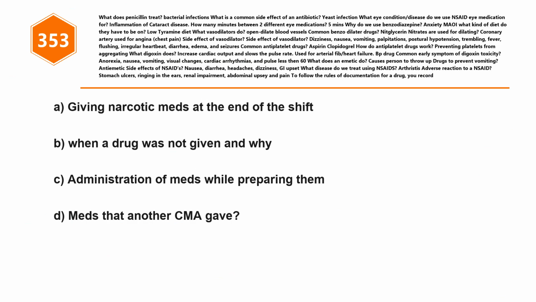Question 353. What does penicillin treat? Bacterial infections. What is a common side effect of an antibiotic? Yeast infection. What eye condition or disease do we use NSAID eye medication for? Inflammation of cataract disease. How many minutes between 2 different eye medications? 5 minutes. Why do we use benzodiazepine? Anxiety. MAOI: what kind of diet do they have to be on? Low tyramine diet. What do vasodilators do? They dilate blood vessels. Common vasodilator drugs: nitroglycerin, nitrates, used for dilating the coronary artery, used for angina, chest pain.